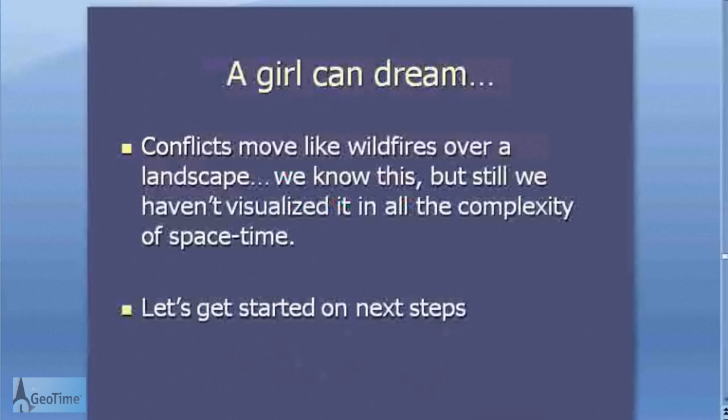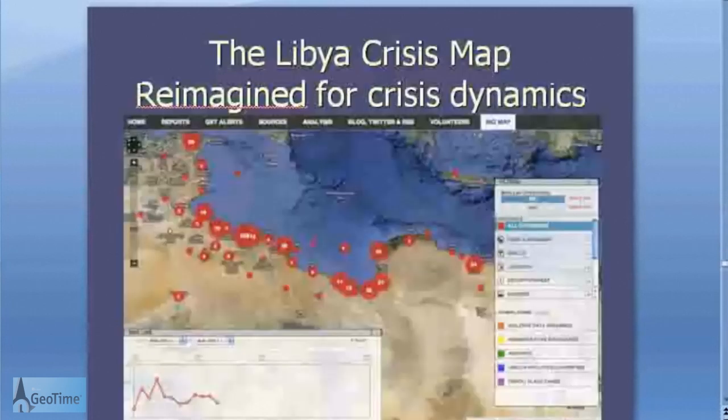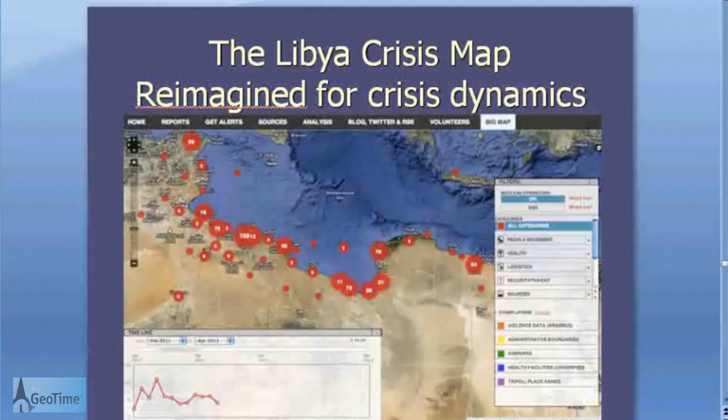I have the sense that conflicts actually move more like wildfires over a landscape. And I've still been frustrated by not being able to see in as many different ways all the complexity of these events. These are stories, these are real life events that are complex, and they're more than just the space and the time and the type. There's the why and the who and the history and the how. And so I want us to think about perhaps some other maps that many of you have worked on in crisis mapping recently. For example, the Libya crisis map.